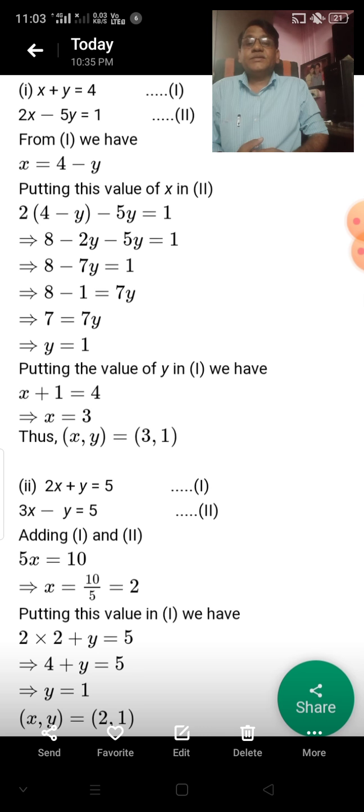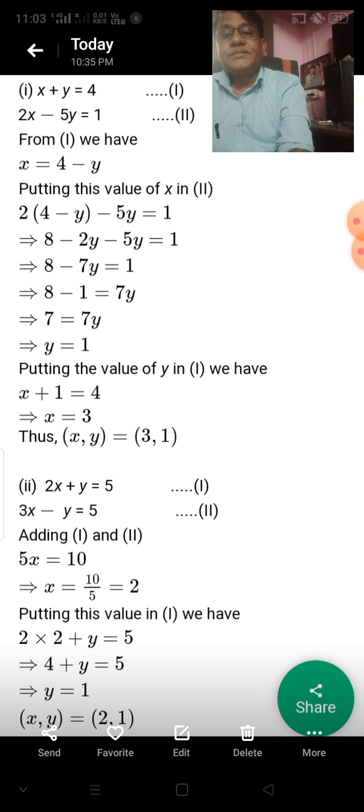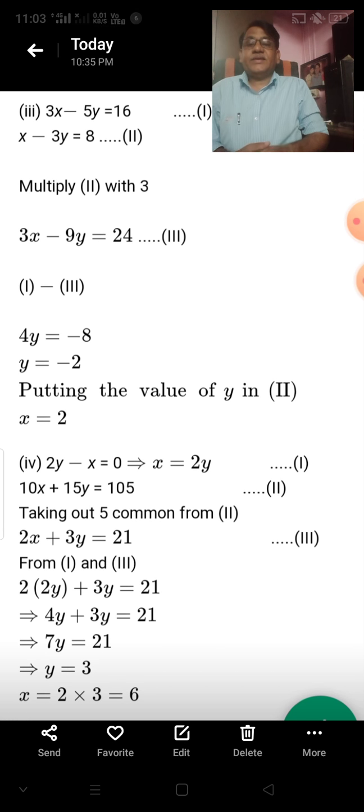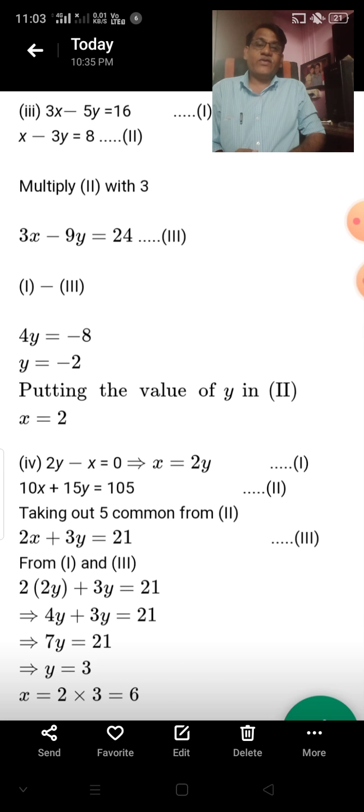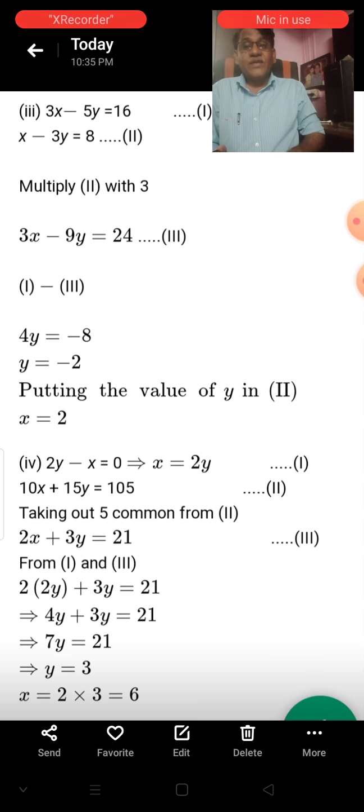Now question number 3. Question number 3 is 3x - 5y = 16 and x - 3y = 8. Equation number 1 and equation number 2. Now see here, in the first equation the coefficient of x is 3 and the coefficient of y is 5. But in the second equation the coefficient of x is 1 and the coefficient of y is 3.